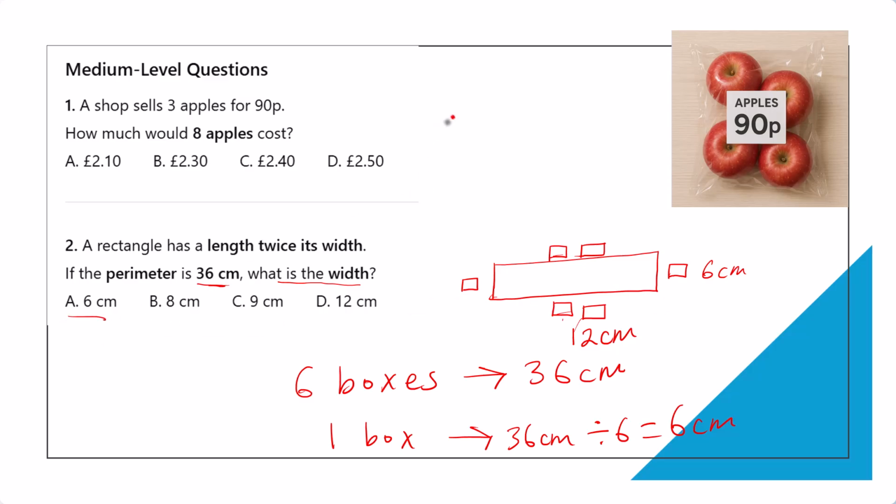All right. Sometimes they can ask you to work out the area. To work out the area of a rectangle, you do length times width. The length is 12 and the width is 6. 12 times 6 is 72, and that's going to be the area of the rectangle.